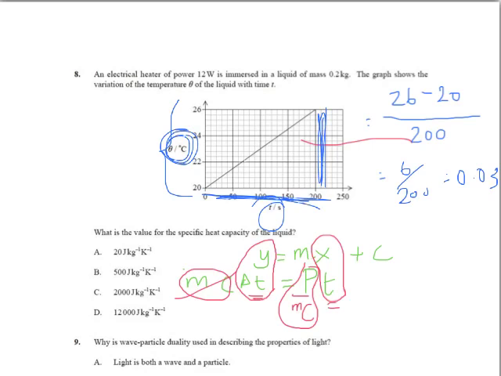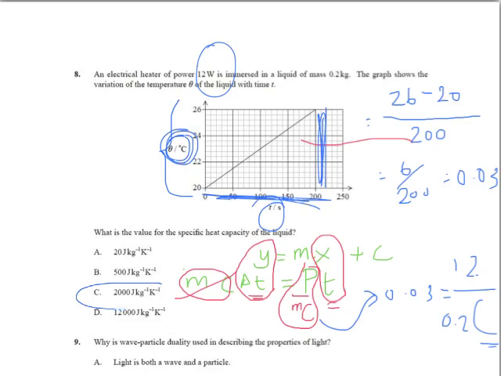So that's equal to 0.03, which is equal to power. Now the power is 12 watts divided by the mass, 0.2, times our specific heat capacity. So rearranging all of that to find specific heat capacity gives us an answer of 2,000 joules per kilogram per Kelvin.